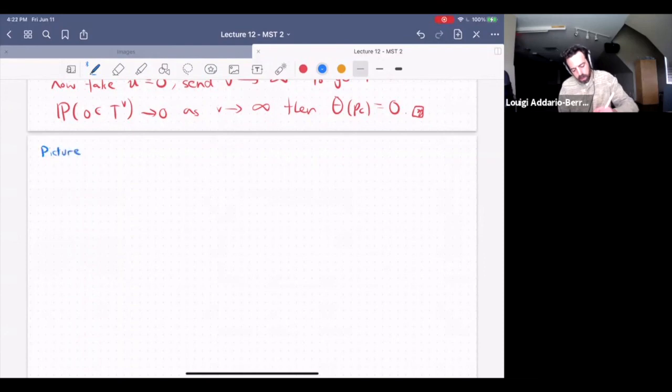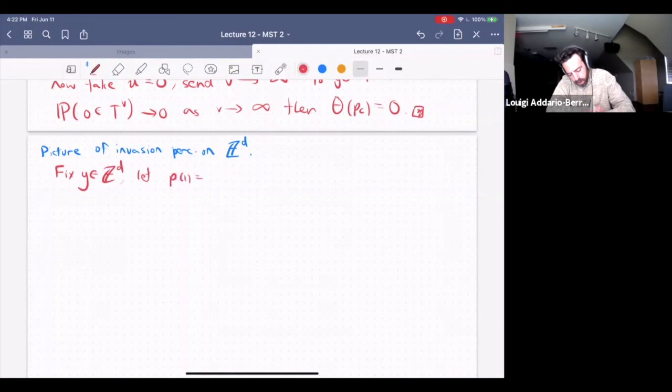Okay, so the picture of invasion percolation on ZD. The thing I want to start by thinking about is the largest weight edge that's ever explored by the invasion percolation. So let's fix some vertex y and write P1 for the largest value P such that the component of y in the P percolated lattice ZDP is finite.